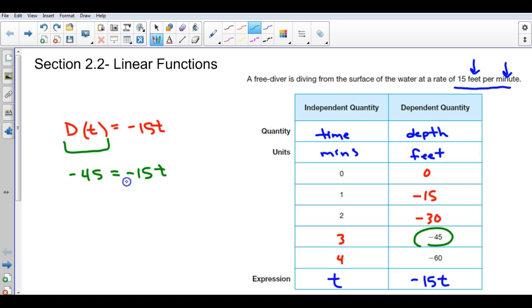So now if you wanted to solve this, notice your variable is t, which is going to represent the time that they were underwater. So I could divide both sides by negative 15, and I end up with negative divided by negative, which means that my t is going to be a positive 3 minutes. So I know that when the diver is 3 minutes underwater, they will be at negative 45 feet.